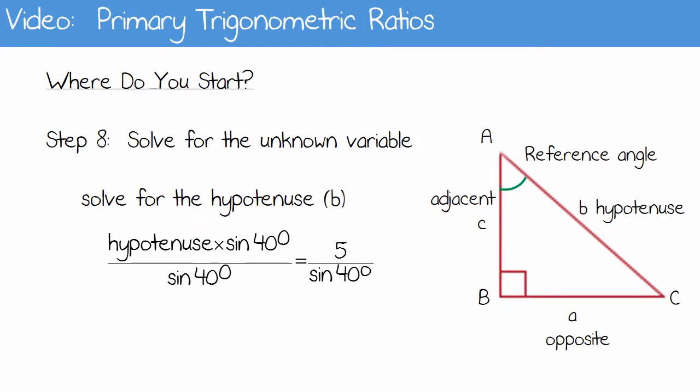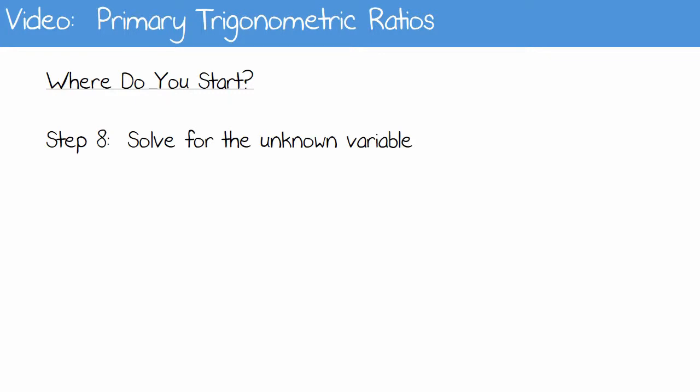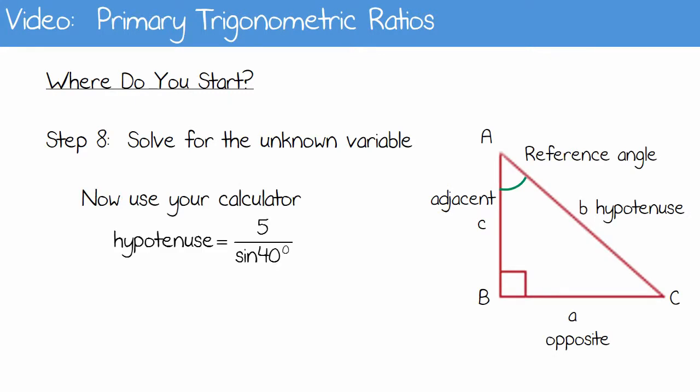Now we reduce sine 40 and sine 40 to 1 over 1. So we have the hypotenuse equals 5 divided by sine of 40 degrees. Using your calculator, 5 divided by sine 40 is approximately 7.78. This represents the length of the hypotenuse.